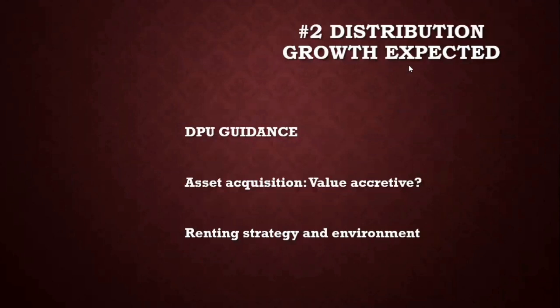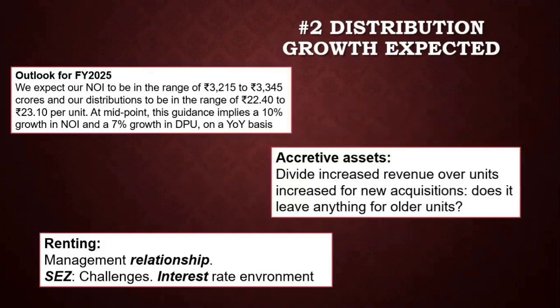Secondly, what is the distribution growth expected? So we'll assess this distribution growth with respect to three things. One is obviously the asset, which you just talked about. Then the second one is DPU guidance, and third is renting strategy and environment. This is individual to a REIT as well as macro in nature. So let's just see these three factors.